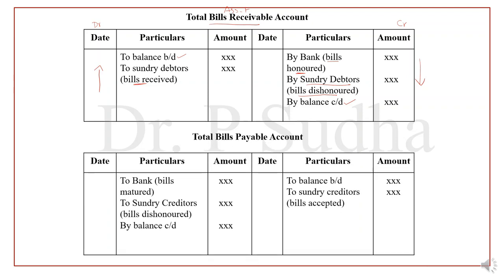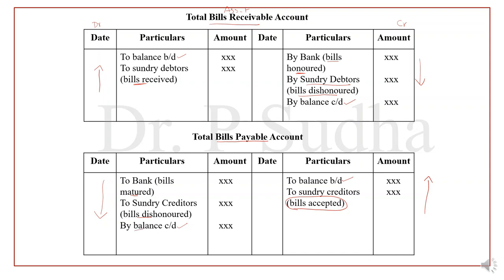Then we will prepare bills payable account. Bills payable is a liability. So for liability, opening balance will be in the credit, closing balance will be in the debit. If the value increases, we will credit it. If the value decreases, we will debit it. Okay. If we are accepting new bills, what will happen? The value increases. So we are crediting it. If we are making payment to the bills, it will decrease the value of bills payable. If we are dishonoring the bill, it will decrease the value of bills payable. And finally, we will record closing balance.